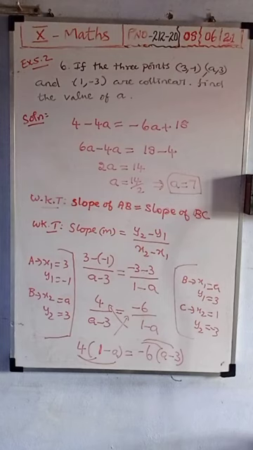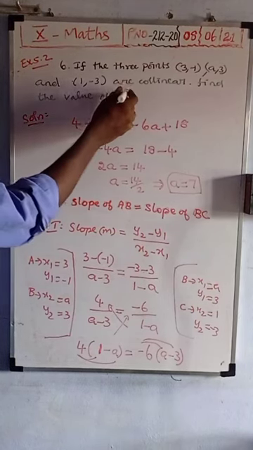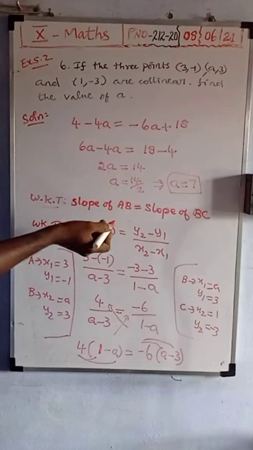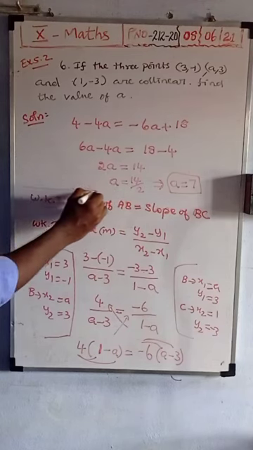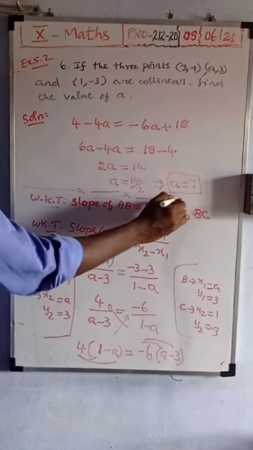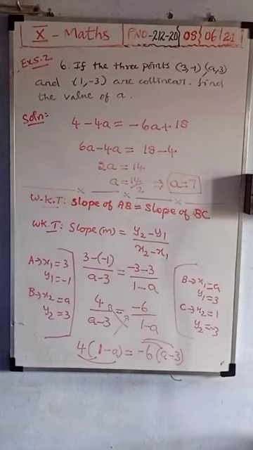Therefore, the given points are collinear, so we use the condition that the slopes are equal. Slope of AB is equal to slope of BC. I equated both the slopes and received the value of the variable a. So the answer is a equals 7. Okay, that's all.